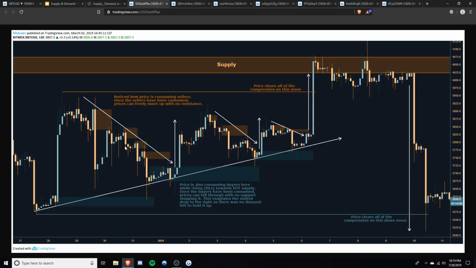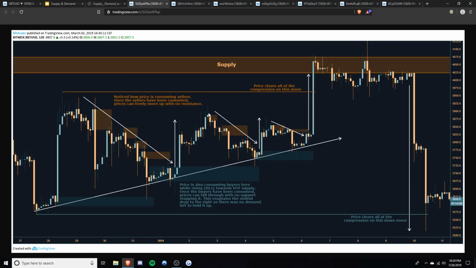And breaks down, forms a supply zone, goes lower. Price retests it, consumes the supply zone. There's no more supply. So what does price do? It's able to shoot up and break through this compression. You can see it kind of paused right here and went higher, but basically took out this whole compression zone right here because there was no supply. I wrote down, notice how price is consuming sellers. Once the sellers have been consumed, price can freely move up with no resistance.